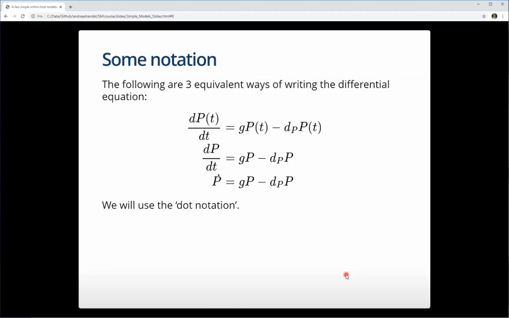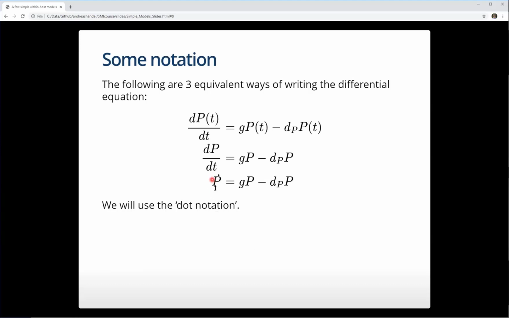You can write the continuous time model in different forms. The top one is the most explicit. It shows that the quantity P depends on time. Since in pretty much all of our models that is the case, we're usually lazy and we drop that. And the one below has the dependence on t gone, but it still shows the dP by dt. And the most common one is just further shorthand where you put the dot on the P. That means the change of that variable with time.